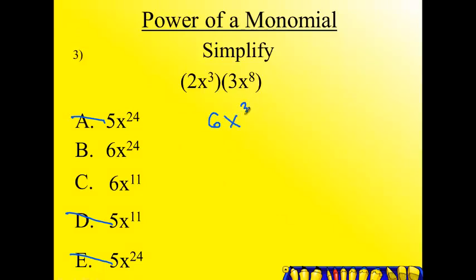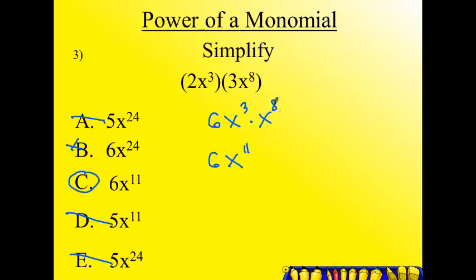We have x cubed times x8. Now note that we have the same base. Copy the base and add the exponents. So 3 plus 8 is equal to 11. So our final answer is 6x11. Note that we have here an option wherein the exponent is 24. So be careful not to choose 6x24. Do not commit the mistake of multiplying 3 and 8.